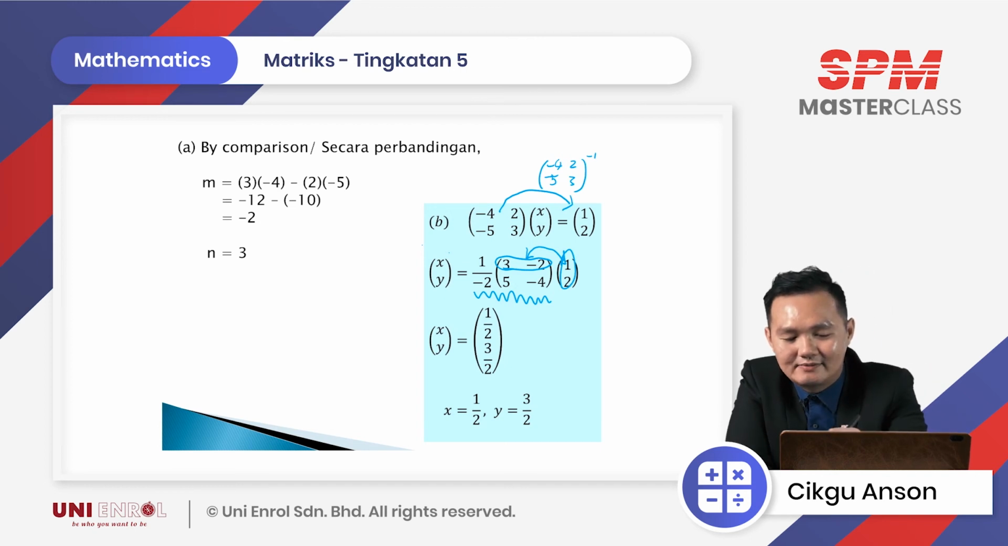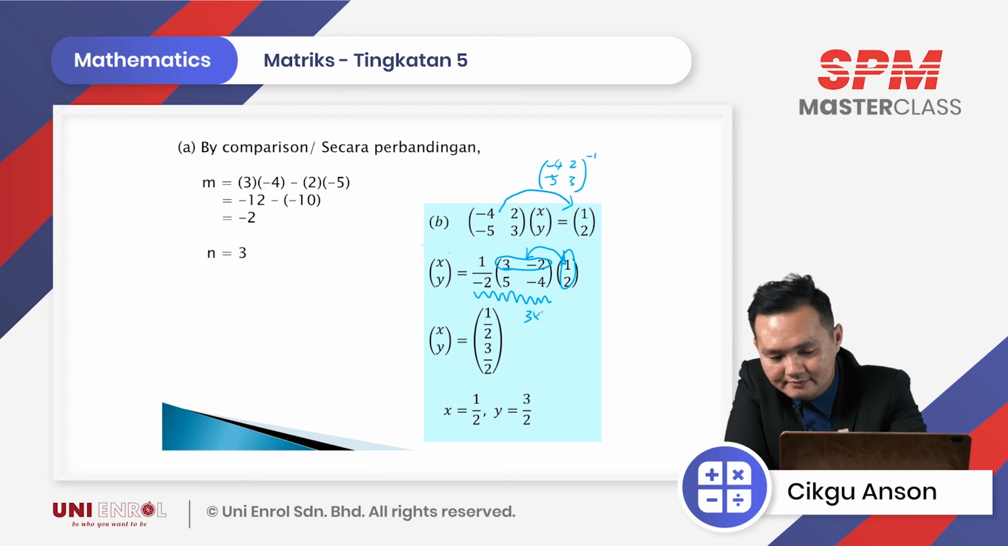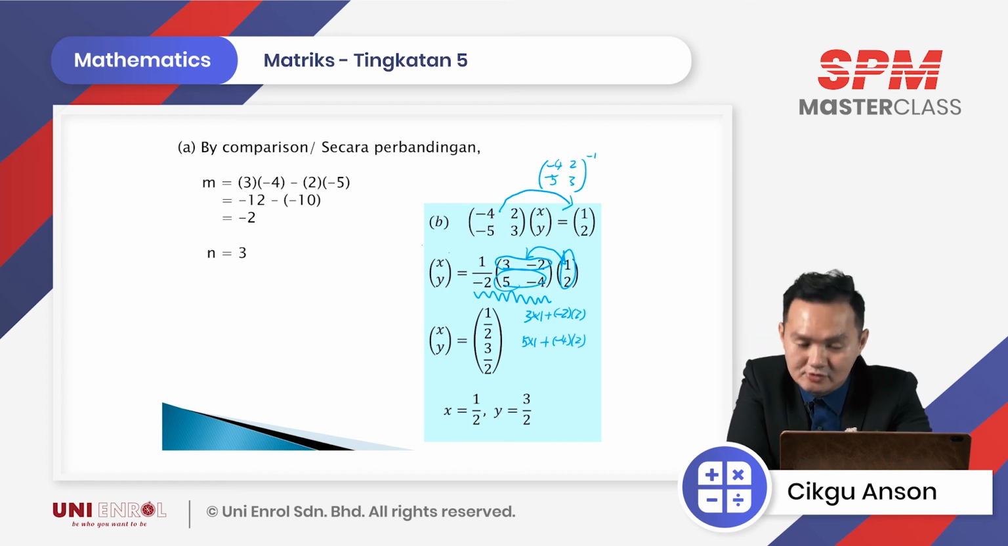So 3 times 1, and then -2 times 2, then plus together, right? So after that, second row times the other column, 5 times 1 plus -4 times 2, okay? So some people want to use brackets to represent the times, or you can use a multiply symbol straight away, up to you. As long as after that you plus in between, yeah?